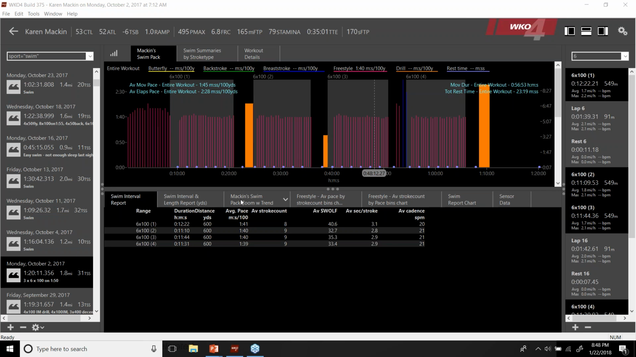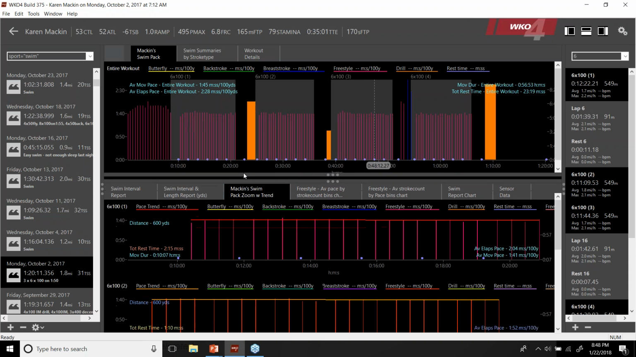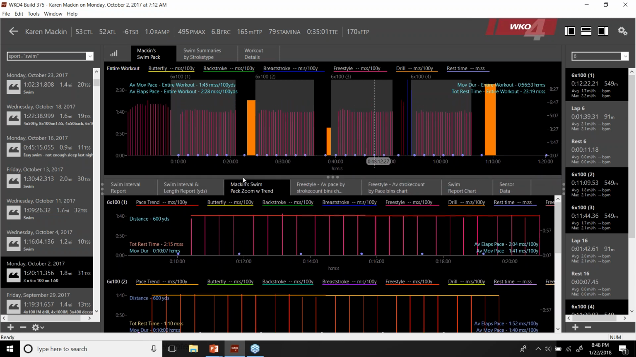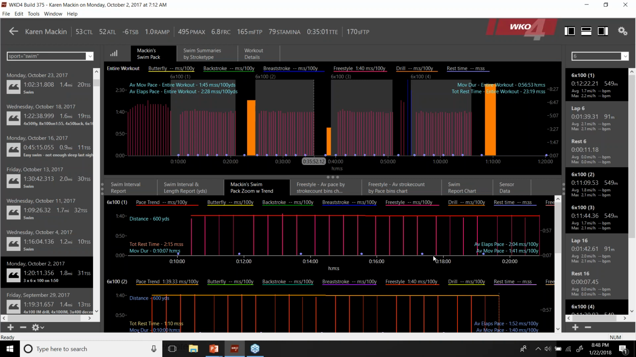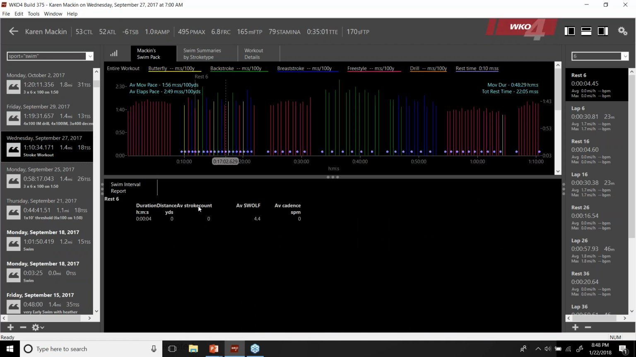What I actually like here is this is my Mackin Swim Zoom chart. I'm going to move this up just a little bit. Actually, I think I'm going to show that on another, oops, where did it go? Sorry about that. I'm going to bring up another workout that I think is going to be a better one to illustrate the next one. It is on September 27th. Here we go. All right, so here's the other reason I like the bars as well.